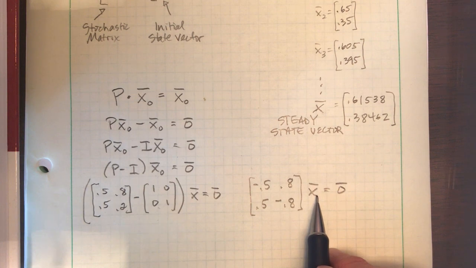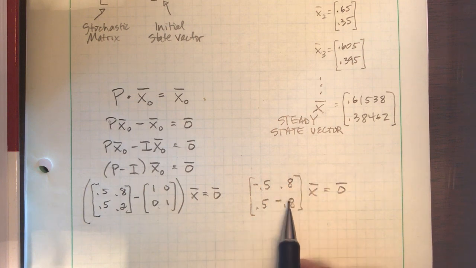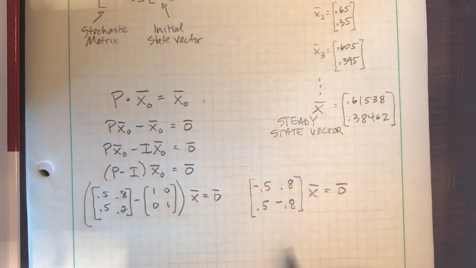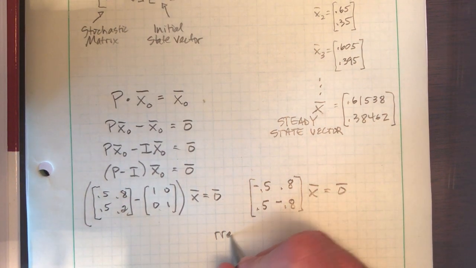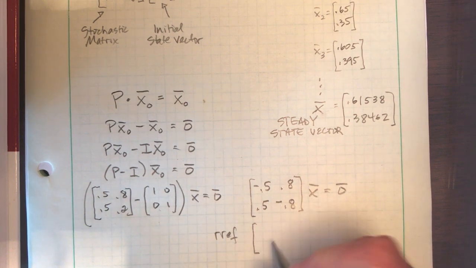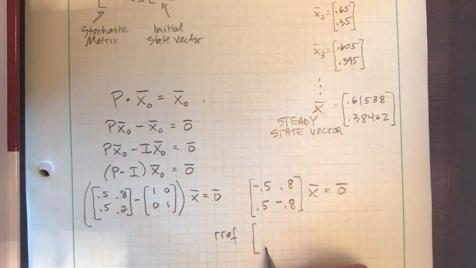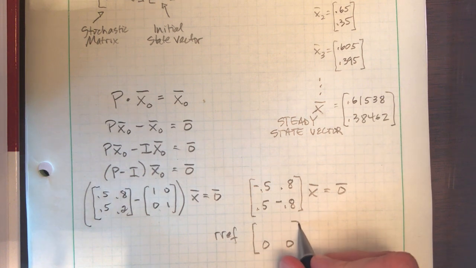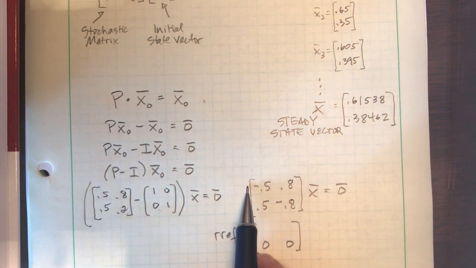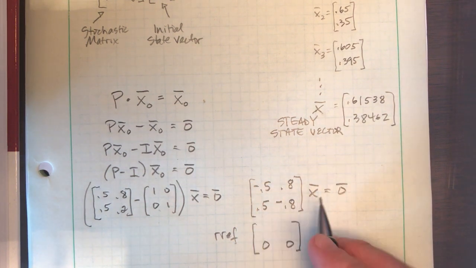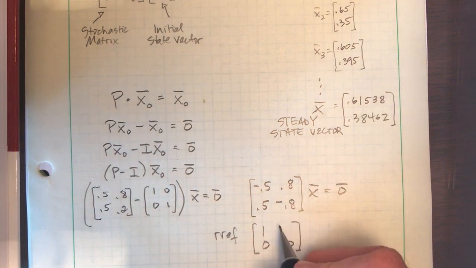So we hope there are some free variables in here, and I think we can see that's going to happen. If I jump to a row-reduced version of this, clearly if you add top to bottom, you get a row of zeros, and you're always going to need that. If I divide through by negative 0.5, I get a positive 1 here and a negative 8/5 here.